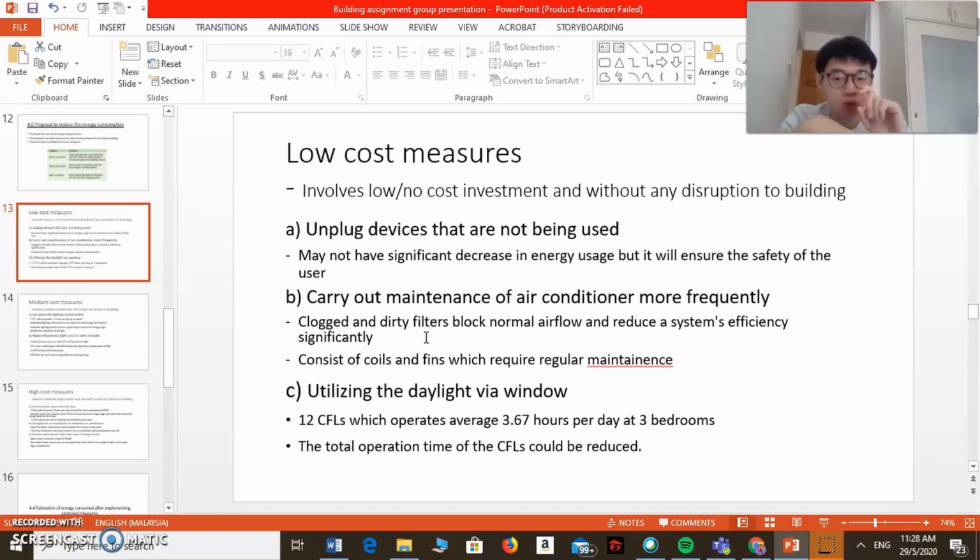Next, the user could utilize the daylight via windows. Since the audited house uses 12 CFLs, which operate at an average of 3.67 hours per day in 3 bedrooms, that's actually quite a lot. Since during the energy audit, we have seen that all 3 bedrooms have windows in them, in order to reduce energy consumption, the user could utilize the sunlight coming in from the window, and by utilizing the sunlight, the user can prevent turning on the lights inside their room.